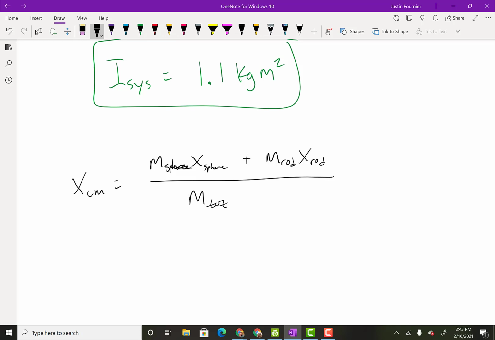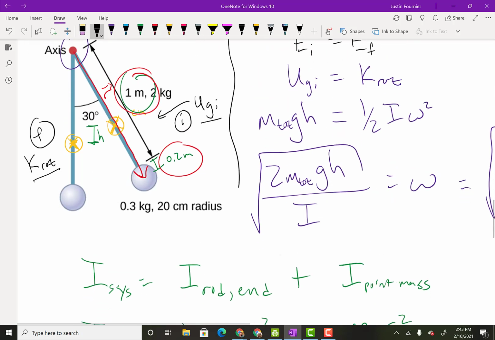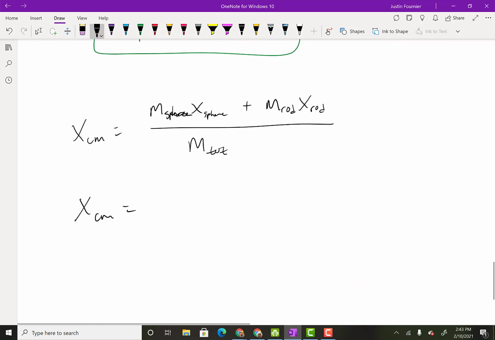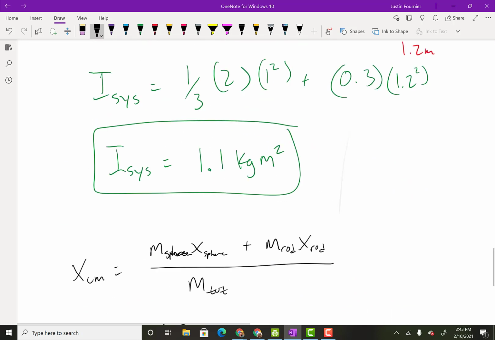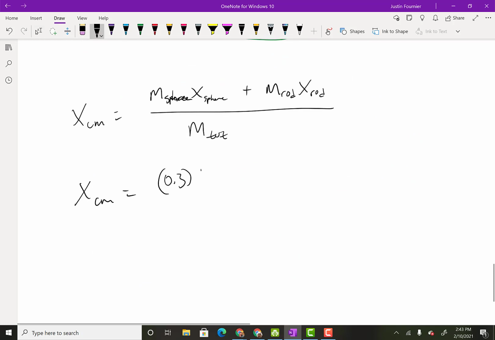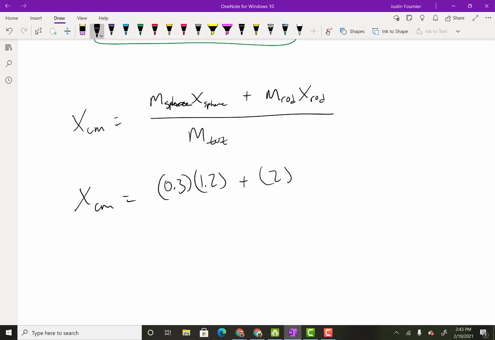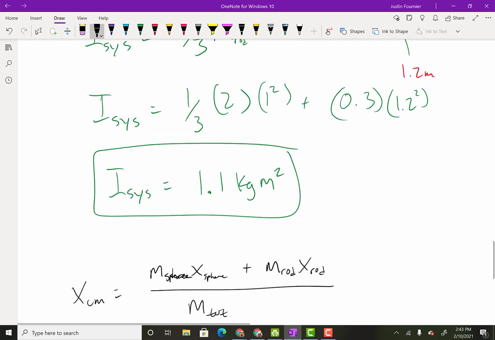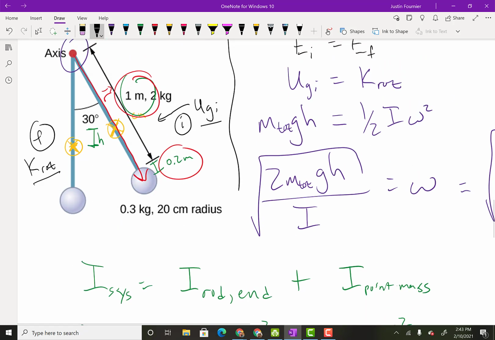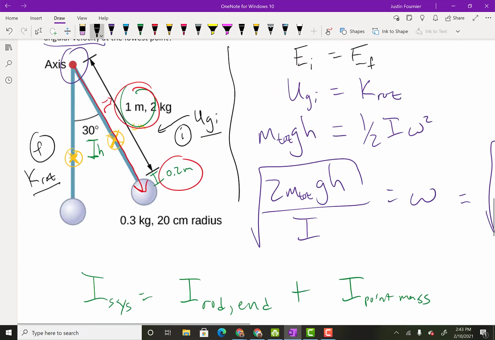So let's do this again. The position of the center of mass is the mass of the sphere, which is 0.3 kilograms, times the position of the sphere we found out was 1.2 meters with respect to the axis right there, plus the mass of the rod, which was 2 kilograms, times the center of mass of the rod. The center of mass of the rod is half a meter, right? That would be right there. So that's half a meter.